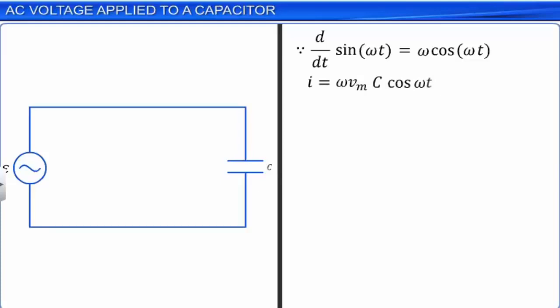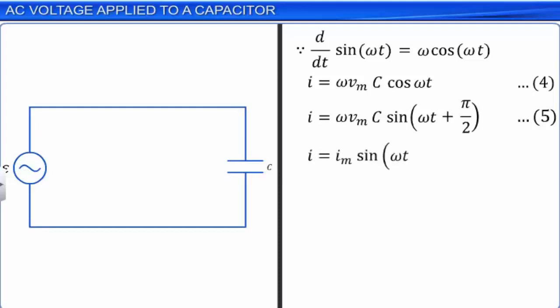By trigonometric substitution of cos θ with sin(θ + π/2), we get equation 5 as shown. This equation can be represented as i = Im sin(ωt + π/2), where Im = ω Vm C. Let this be equation 6. The amplitude of the current, Im, can also be expressed as the amplitude of voltage, Vm, divided by 1/ωC. Let this be equation 7.